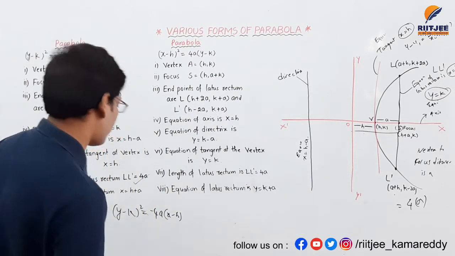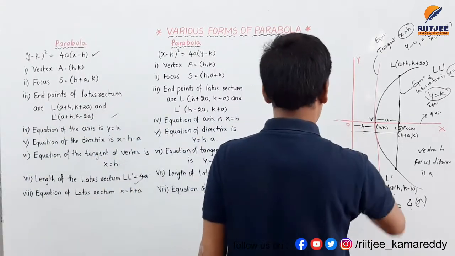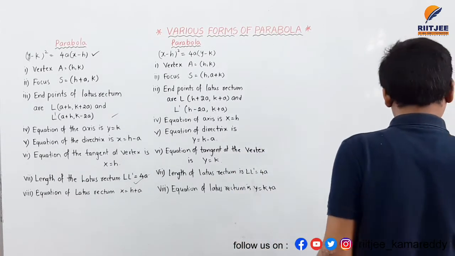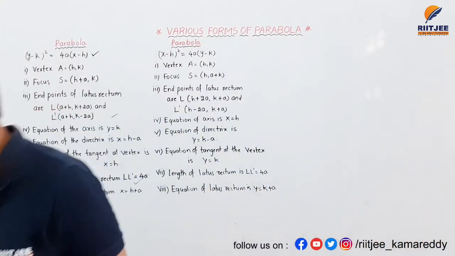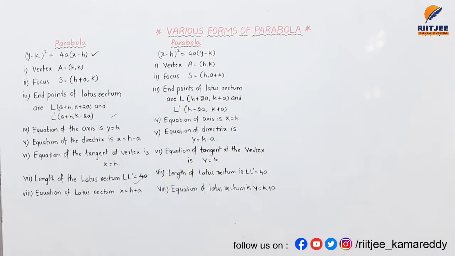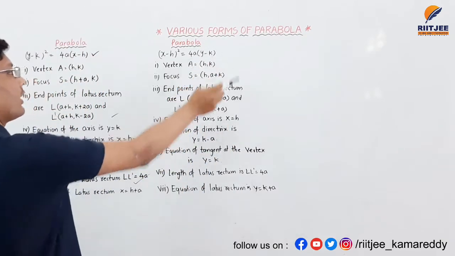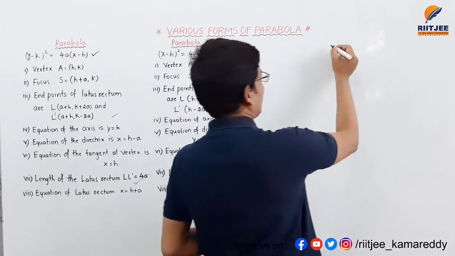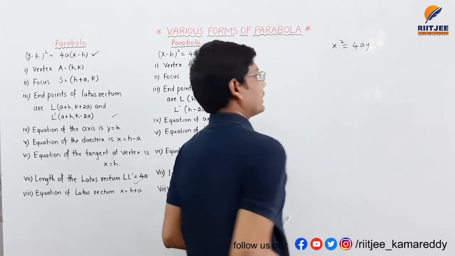And the next type of parabola is x minus h whole square is equal to 4a of y minus k. This is the standard form of parabola. Generally x square is equal to 4ay. This is the general form of parabola.